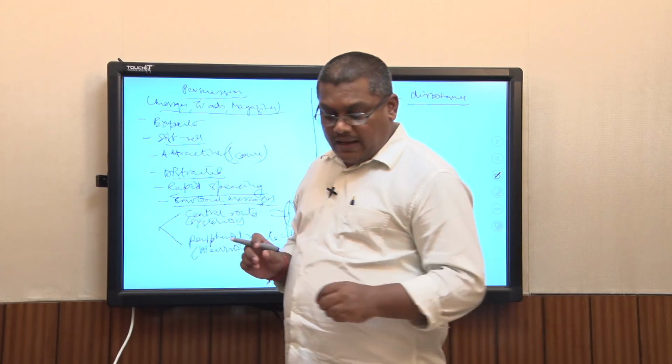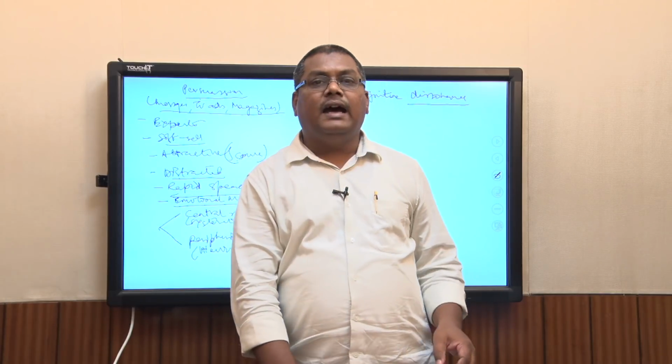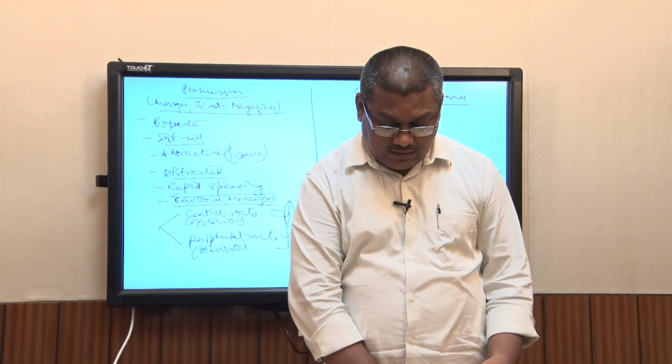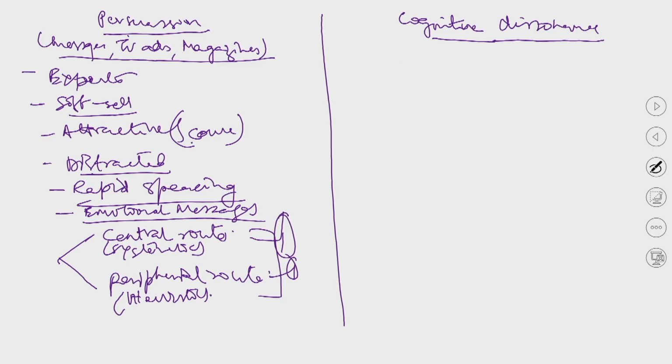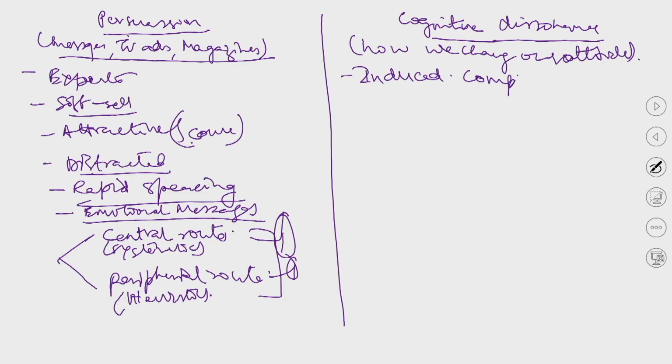for making attitude change. And similarly, there is something called the idea of cognitive dissonance. So, what is cognitive dissonance? This is involved in how we change our own attitude. Right? And so, let me give you an example. One of the ways in which cognitive dissonance happens is something called induced compliance.